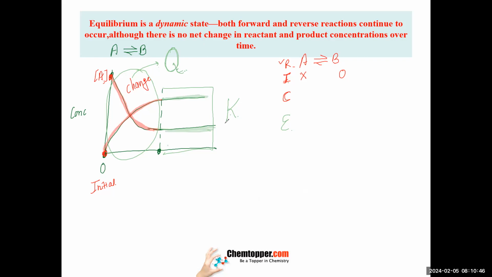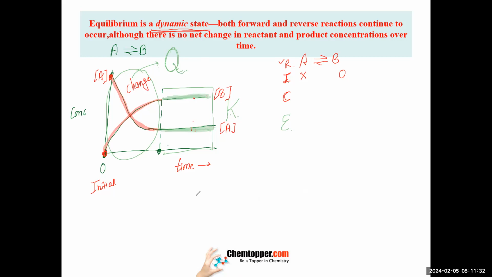Now the next thing: when the system has achieved equilibrium, do you think the reaction has stopped? At this point, there is no further change in the concentration of A and B with time. This is B, this is A, here is time. So do you think the reaction has stopped? No, the reaction is still going on. Equilibrium is a dynamic state.